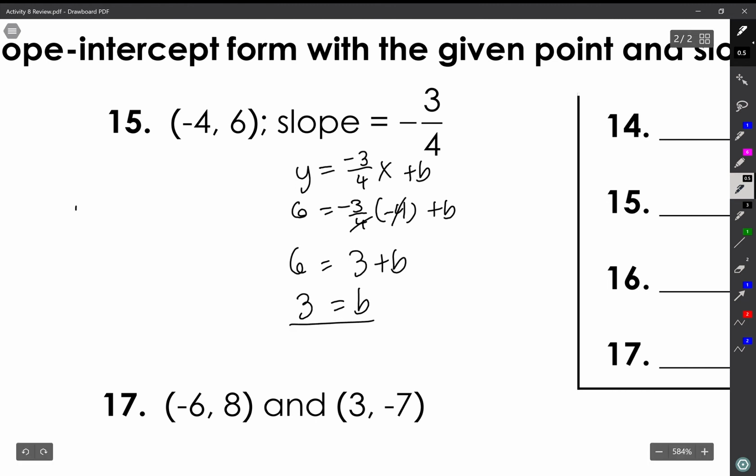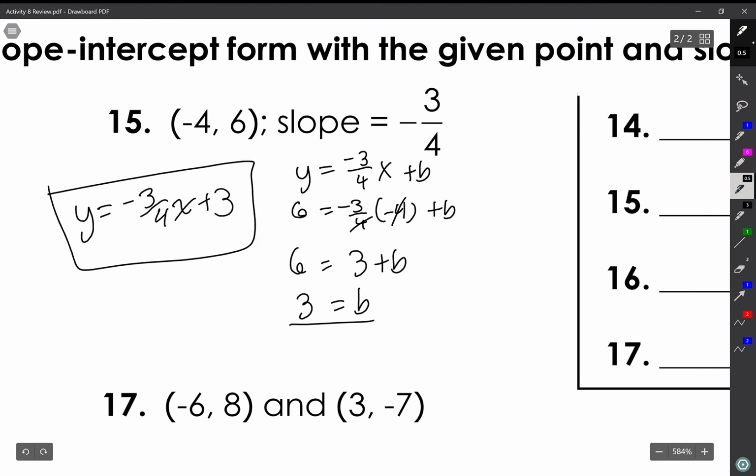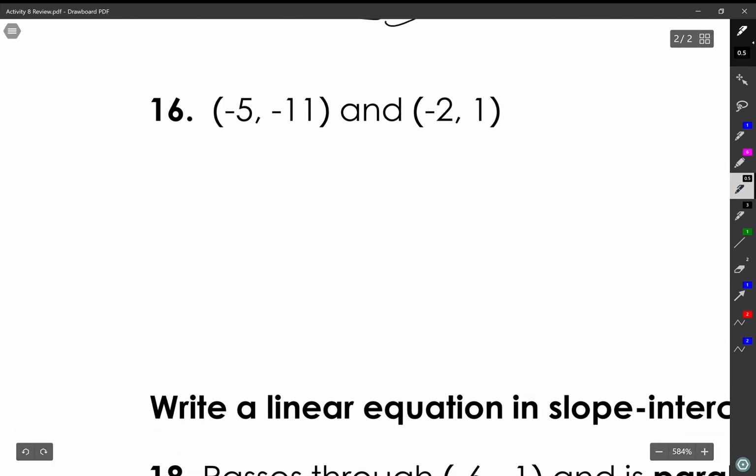So my equation is going to be y equals -3/4 x plus 3. Awesome. 16. This time, I'm just given 2 points. And if this is the case, then we have to find the slope ourselves. It's not just given to us. So let's plug into the slope formula. Slope is equal to 1 plus 11 over -2 plus 5, which is 12 over 3, so m is just 4.